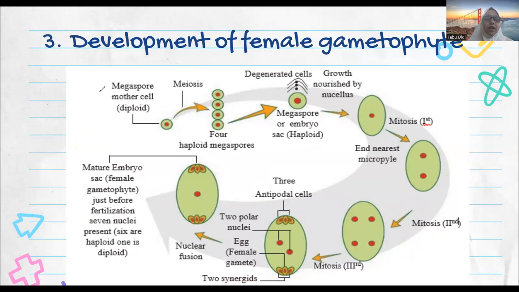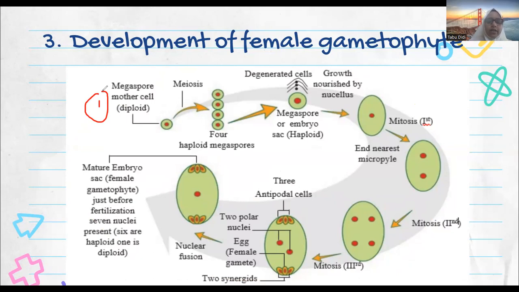Let's begin with step 1. So step 1 is this. You have the mother cell, which will be diploid in nature, right?